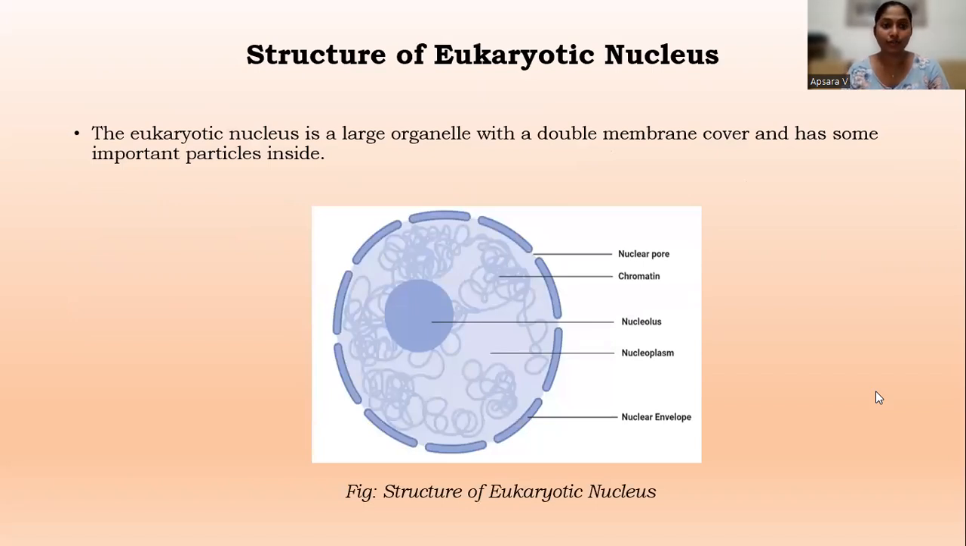Here is the structure of eukaryotic nucleus. It's a large organelle with a double membrane cover and has some important particles inside. As you can see, the nuclear envelope, and the space between the nuclear envelope is called the nuclear pore. You have the genetic material in the form of chromatin. There's another large nucleolus, which is the heart of nucleus, and the nucleoplasm, in which all the nuclear materials are embedded, is what is commonly seen in nucleus.